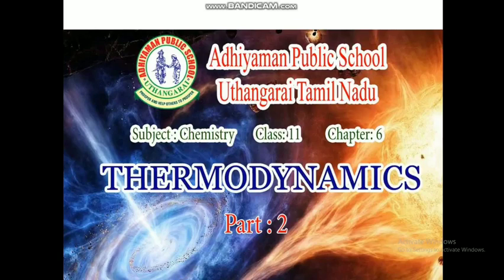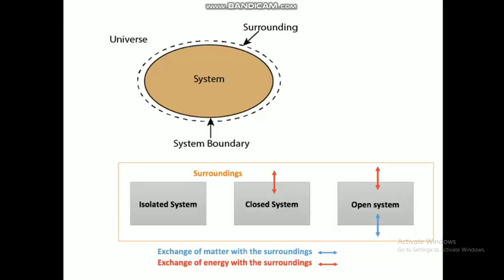In yesterday's class of thermodynamics, we studied what a system is, what a surrounding is, and what makes the boundary. And we also studied three types of systems, which were isolated system, closed system, and open system, which were classified on the basis of exchange of matter and energy. I hope you all are clear with that.